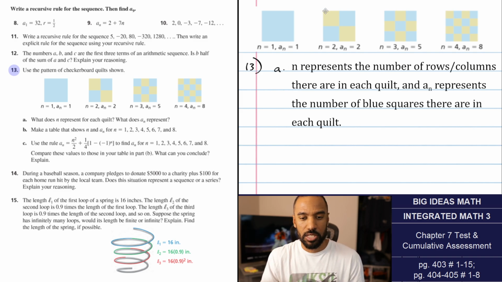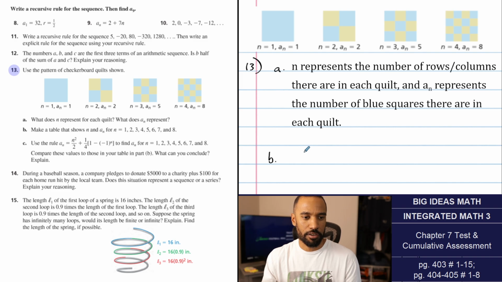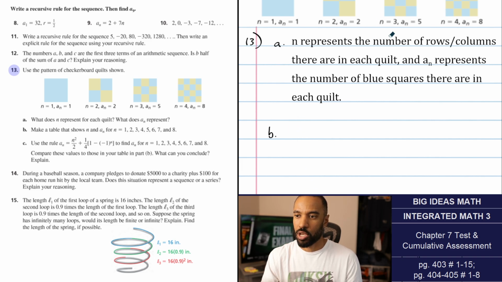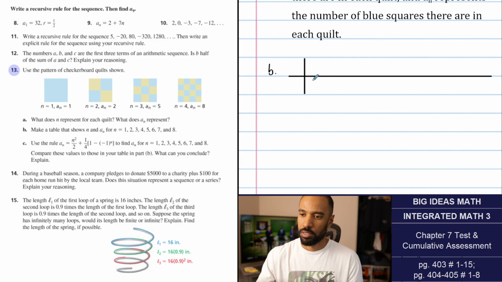Part B, make a table that shows N and A sub N for N equals 1, 2, 3, 4, 5, 6, 7, 8. I don't know if we're going to need the drawing for this or if we can recognize a pattern for ourselves. They actually want a table, we can't just write a list. So for this one, let's do N and A sub N.